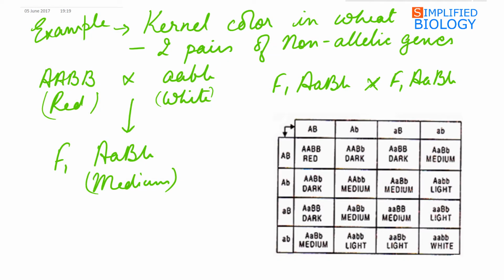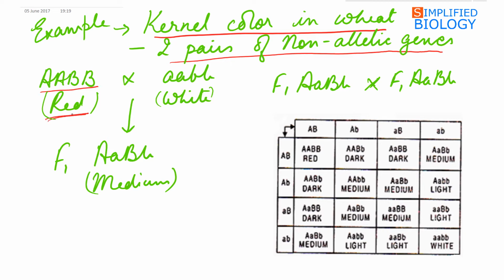Now let's take an example. Kernel color in wheat, for which two pairs of non-allelic genes are responsible. When four dominant genes which show red color grain are crossed with four recessive genes which show white color grain, in the F1 generation where two dominant genes are present, all the grains produced will be of medium color. Now when the F1 generation is self-fertilized, in this case the 9:3:3:1 ratio as seen in Mendelian inheritance cannot be seen.